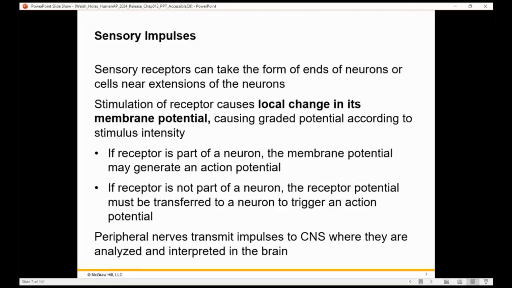Sensory receptors can take the form of ends of neurons or cells near the extensions of the neurons. Stimulation of the receptor causes local changes in the membrane potential, which causes a graded potential according to the stimulus intensity. If a receptor is part of the neuron, the membrane potential can generate an action potential. If the receptor is not part of a neuron, the receptor potential must be transferred to a neuron to trigger an action potential. Peripheral nerves transmit impulses to the central nervous system, where they're analyzed and interpreted in the brain.